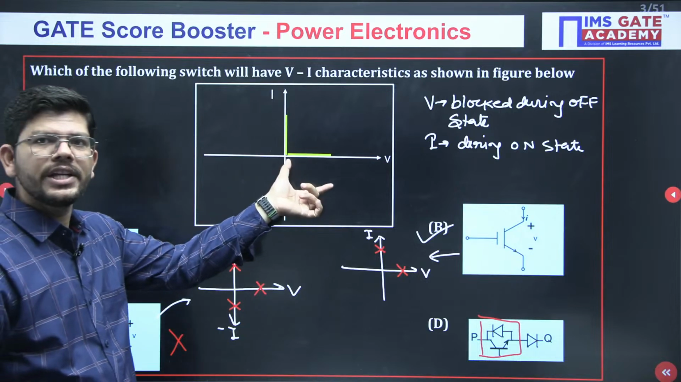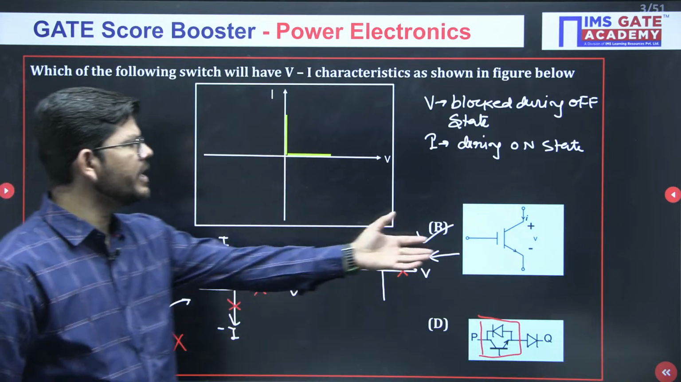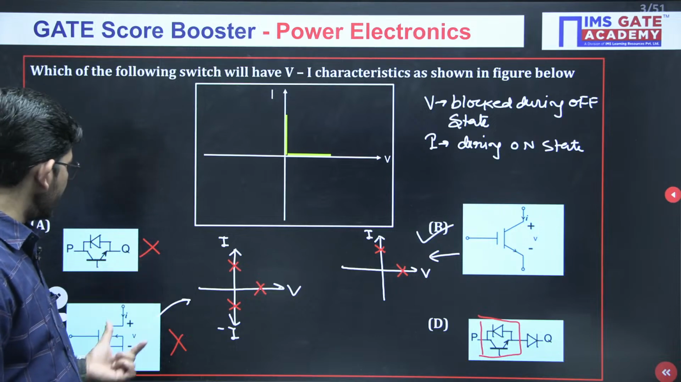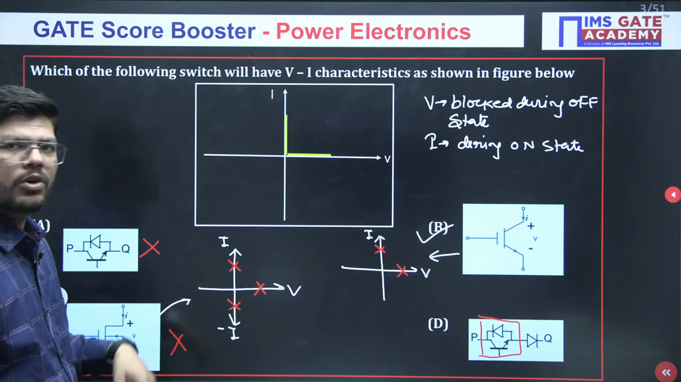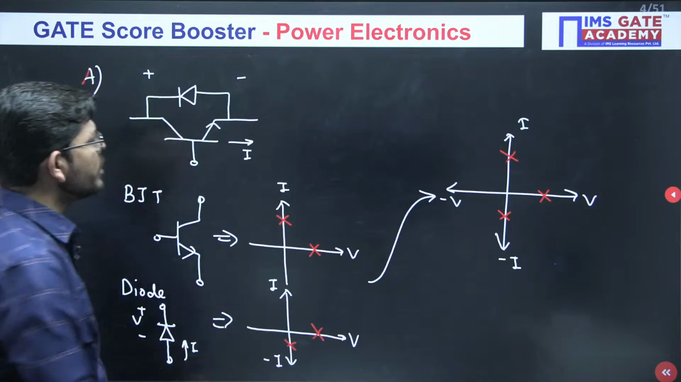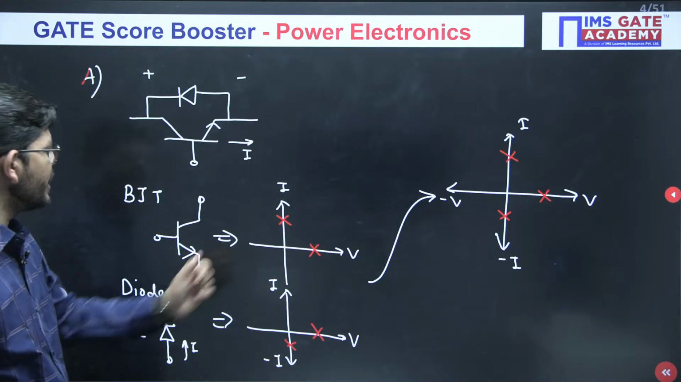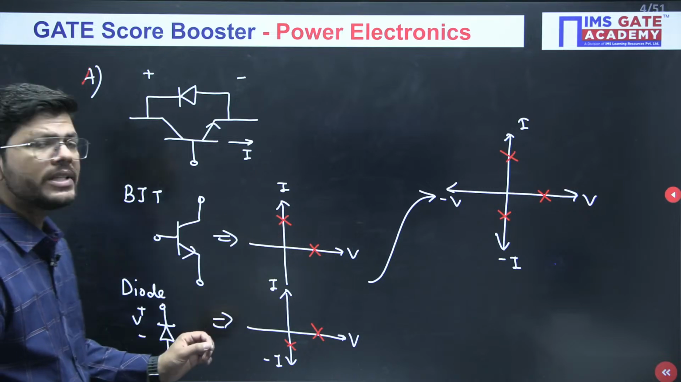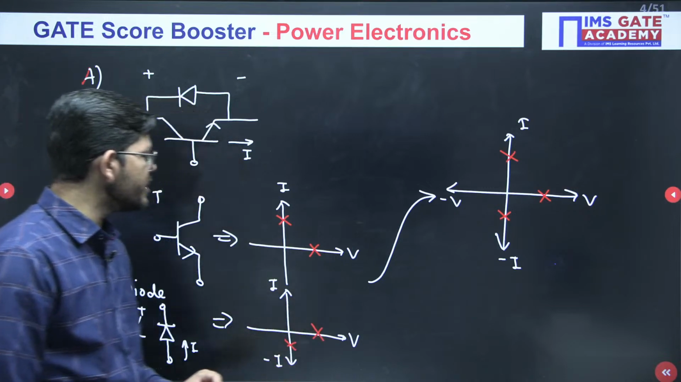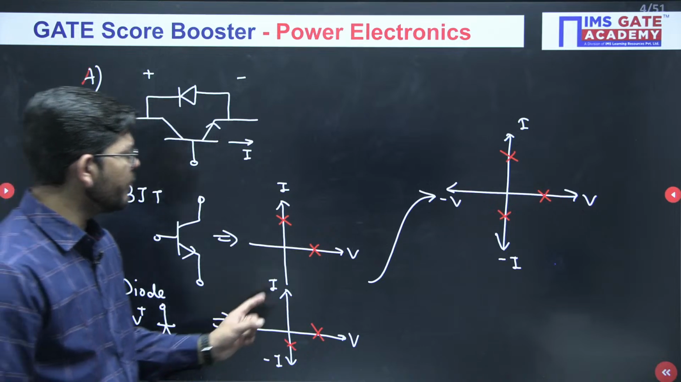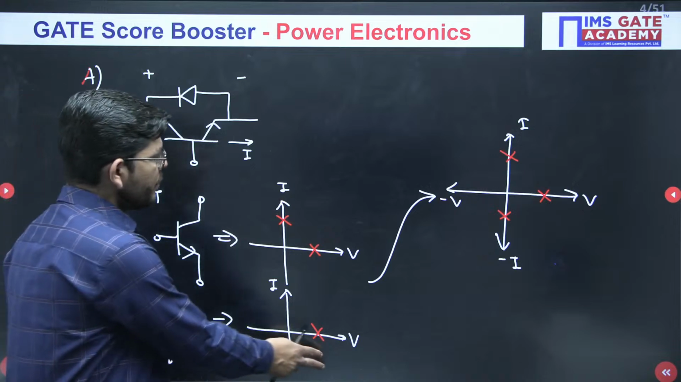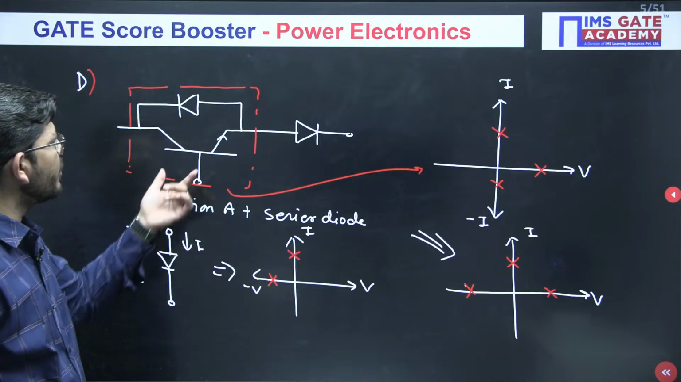We want to have the switch realization in first quadrant only. Okay, so IGBT will give you first quadrant operation. This combination, a MOSFET, will give you first and fourth quadrant. If we talk about this combination, we have BJT, we have diode, and they are connected in parallel. In parallel, the voltage is the same, current is different. So if we have to take the same voltage and different current, we will get this switch realization, which is not matching our requirement.